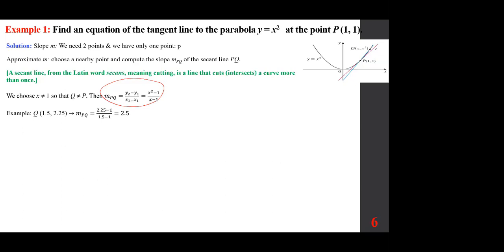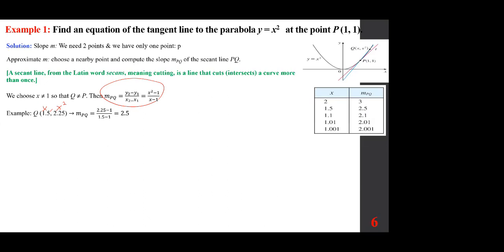Now let's pick some point nearby, such as x being 1.5. So if x is 1.5, remember what this is. This is x. This is y, or x squared, okay? 1.5 squared is 2.25. You calculate the slope. Again, you pick a number, a point close by.